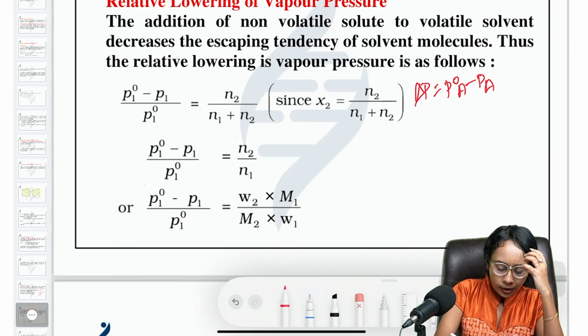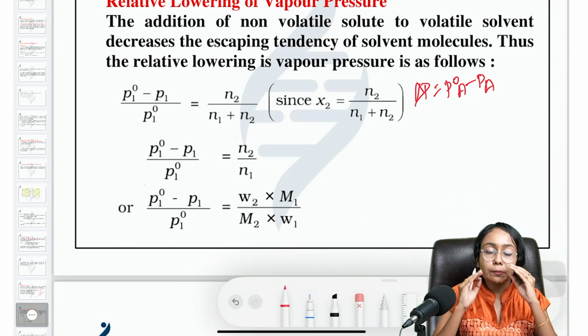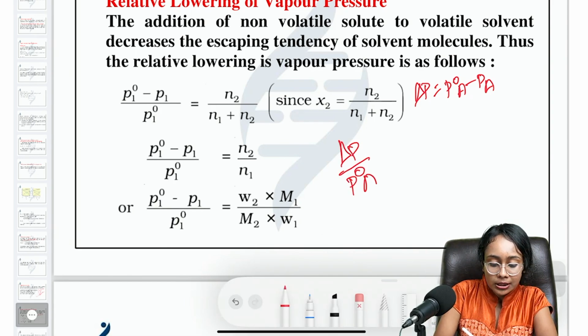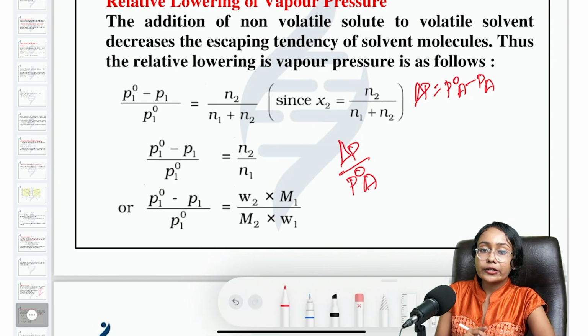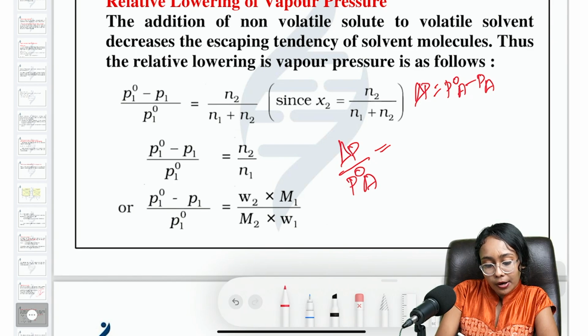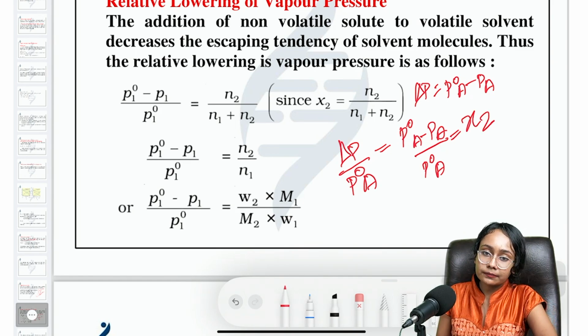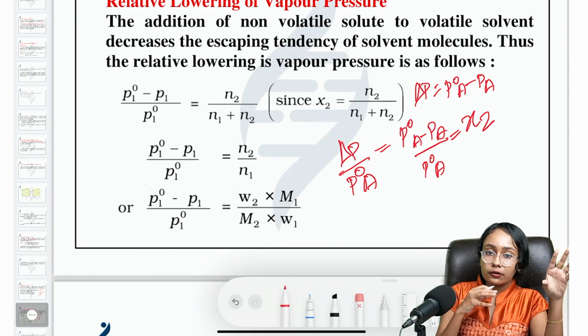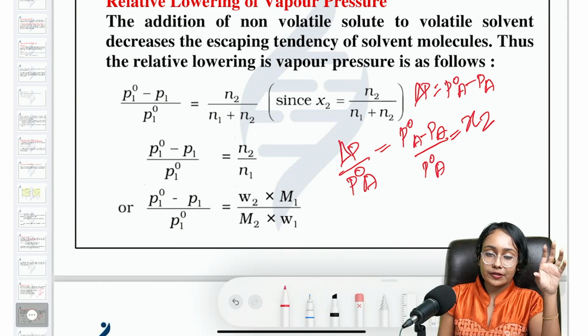Now, I'm putting a direct equation to this case, that is delta P by P naught A. We need this equation to find the molar mass of solute. This delta P by P naught A can be substituted with the above equation, P naught A minus PA divided by P naught A, which is directly equal to the mole fraction of solute. The ratio of change in vapor pressure to the pressure of the pure component is equal to that mole fraction, right?